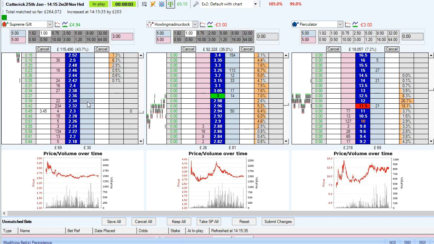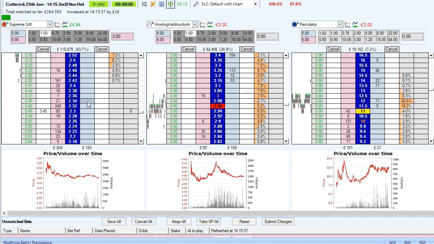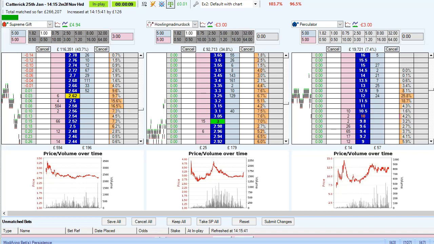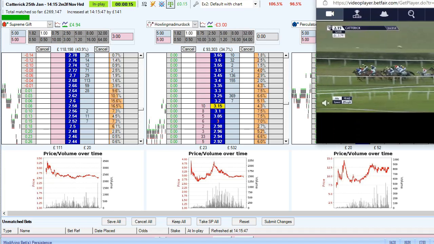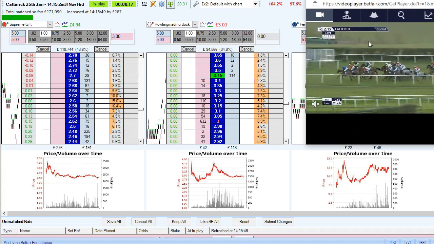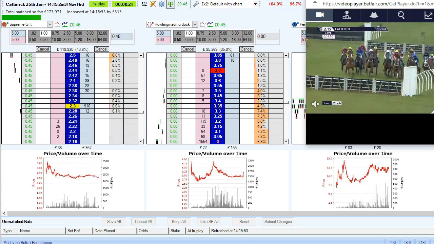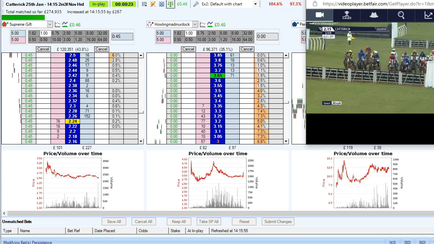So arguably, if this goes against us, I would have taken that profit. So let's just see what happens next. So this is a 2 mile 5 furlong race. Let's see if we can work out where our runner is. Supreme Gift. Actually, I don't know what number he is. Oh, there we go. We got traded out anyway, and we could have probably done more.